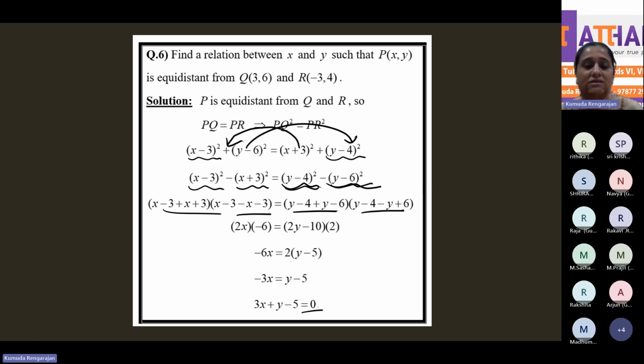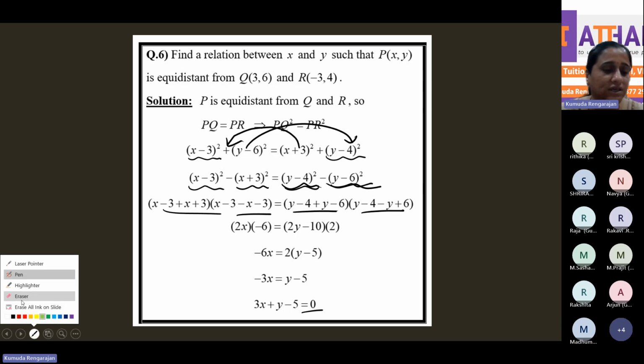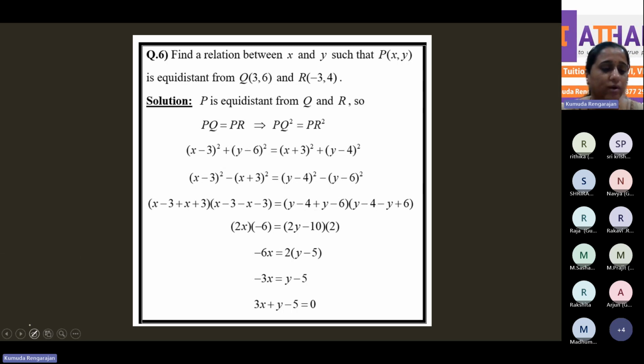You'll end up with a linear equation in X and Y. And that is a required relation between X and Y. Yeah, please work, children. This representation is important. Please represent this.